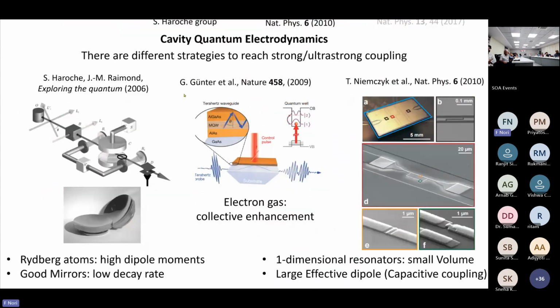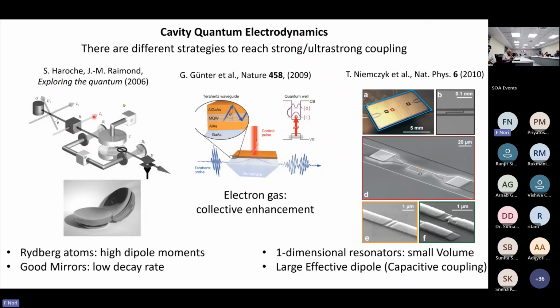So here is the work by Haroche and Raimond exploring the quantum. Rydberg atoms have a high dipole moment because the atoms are elongated. The atoms look a bit like a football, trying to look a bit like an antenna. If you want to couple to the field, you need to elongate it. You need a good mirror so that the light goes back and forth many, many times and can interact with the atoms. In other cases, you can obtain it with electron gas, collective enhancement, a one-dimensional resonator, small volume, increased coupling, large effective dipole, with capacitive coupling. The atom is not moving, it's fixed.